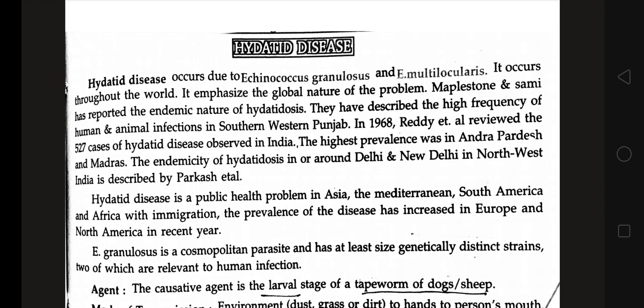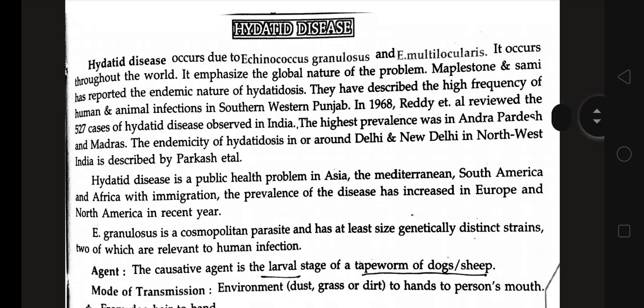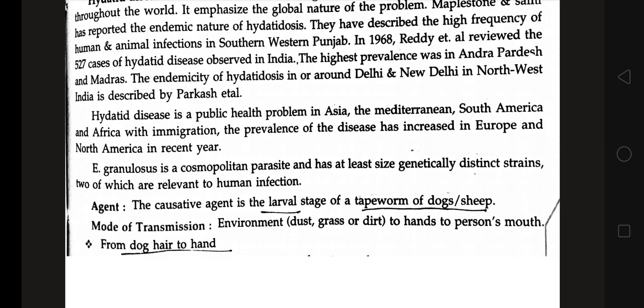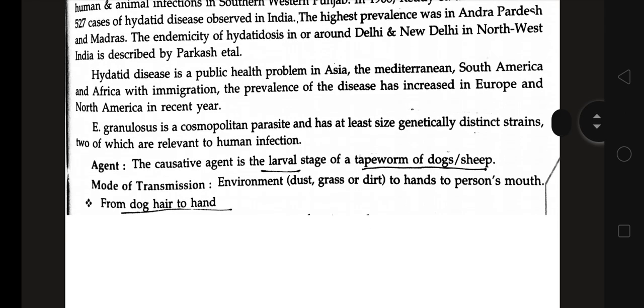It occurs due to Echinococcus granulosus and Echinococcus multilocularis, and it occurs throughout the world. It emphasizes the global nature of the problem. It's a cosmopolitan parasite and has at least six genetically distinct strains, two of which are relevant to human infection. There are many types of Echinococcus granulosus, but two are the main strains which cause infection in humans.